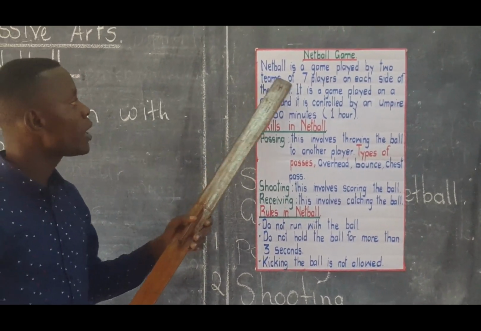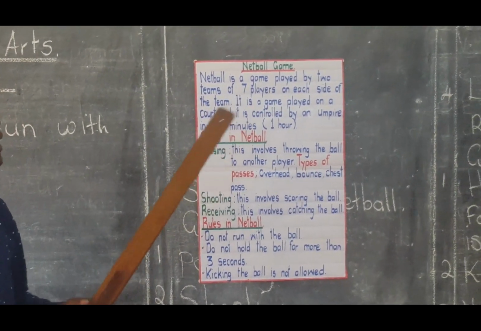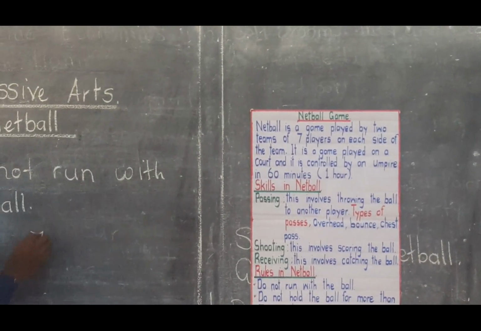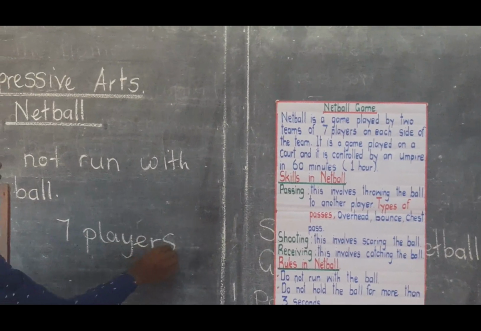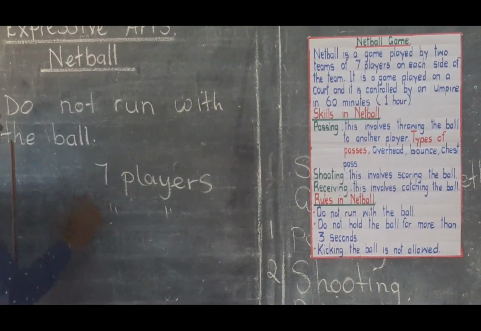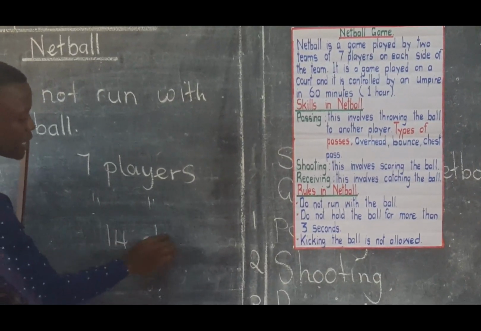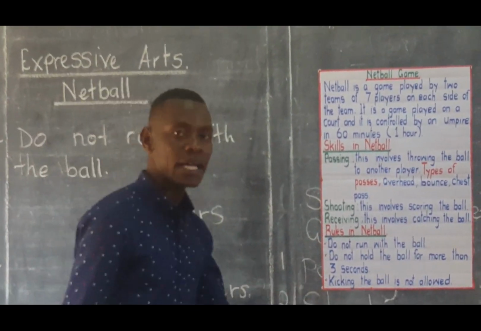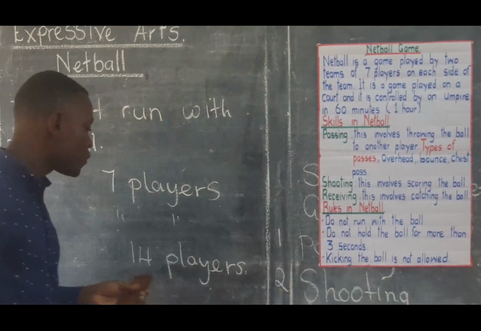Netball is a game played by two teams of 7 players on each side. If the first team has 7 players, the other team will have the same, meaning all the players in a netball game add up to 14 players. So sometimes you may be asked how many players are supposed to play the netball game altogether. You say 14 players.